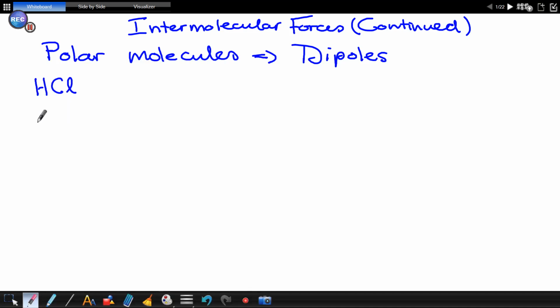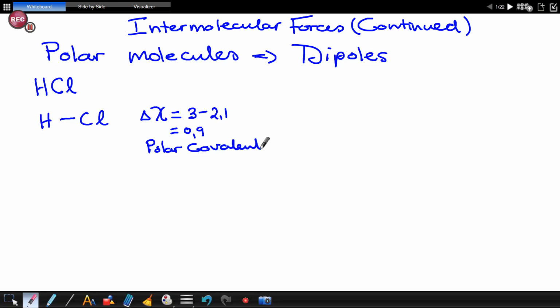Okay, what is the nature of the bond when you have hydrogen chloride? What is the nature of this covalent bond? Is it pure covalent, polar covalent? Polar. Why? How do you know it's polar covalent? 3 minus 2.1 makes 0.9. So it's a polar covalent bond.